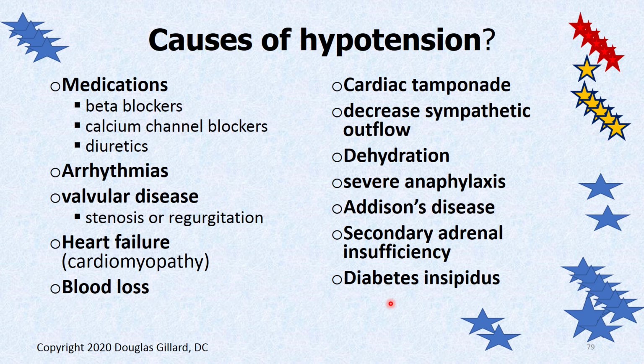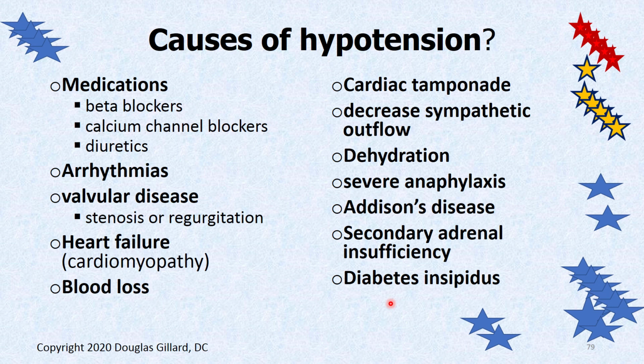Valvular disease. How can valvular disease cause it? Aortic stenosis. If the aortic valve is stingy and doesn't let all the systolic ventricle blood out during a contraction, you're not going to have much pressure. Heart failure. Maybe the heart just can't contract hard anymore. That's hypotension. Blood loss, we've talked about, is definite hypotension. Cardiac tamponade, which is blood in the pericardial cavity that's squeezing the heart and not letting the heart eject enough blood.